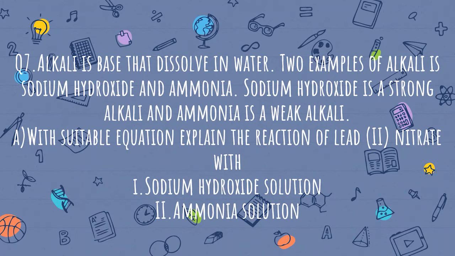Move on to the next question. Alkali is a base that dissolves in water. Two examples of alkali are sodium hydroxide and ammonia. Sodium hydroxide is a strong alkali and ammonia is a weak alkali. With a suitable equation, explain the reaction of lead nitrate with first sodium hydroxide solution and second ammonia solution.